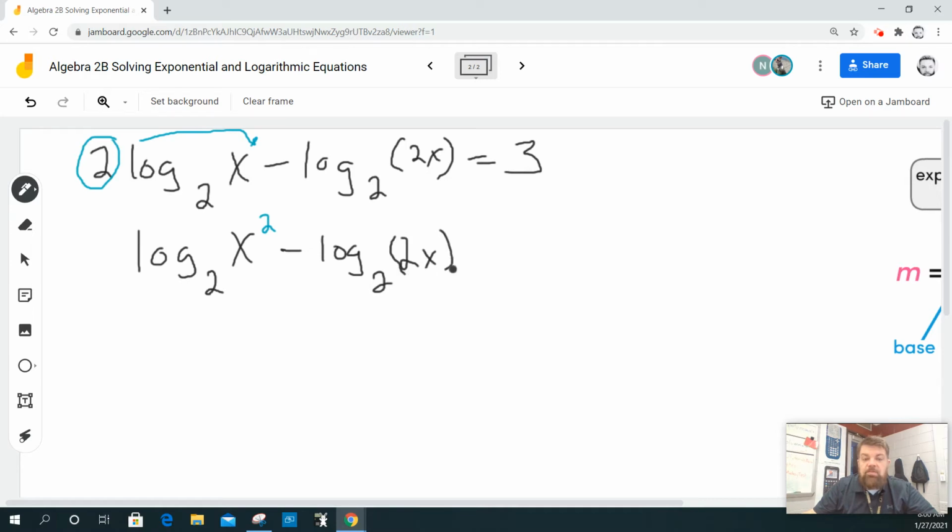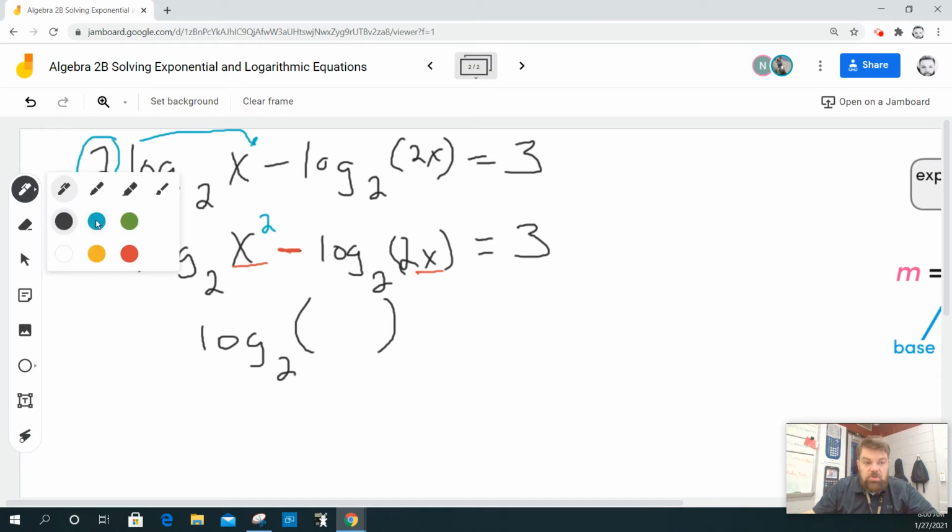So I'm going to write this out step by step. Once you get the hang of this, you could probably do it in your head, you don't have to write out every step. But the next property is that because this is a minus sign, that means I could take this and divide it by this. In other words, I could say log base 2 of the quantity, the first one goes on top, x squared divided by 2x. And then that whole thing equals 3.